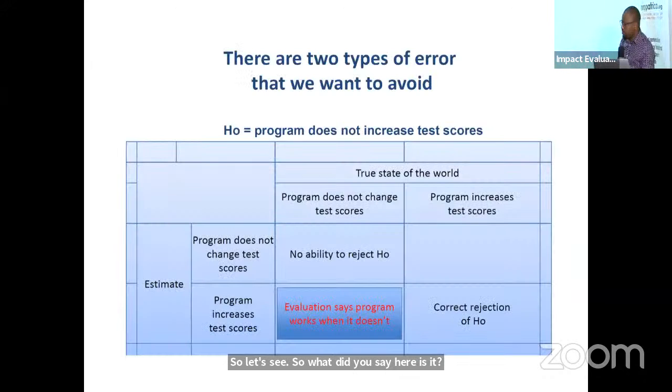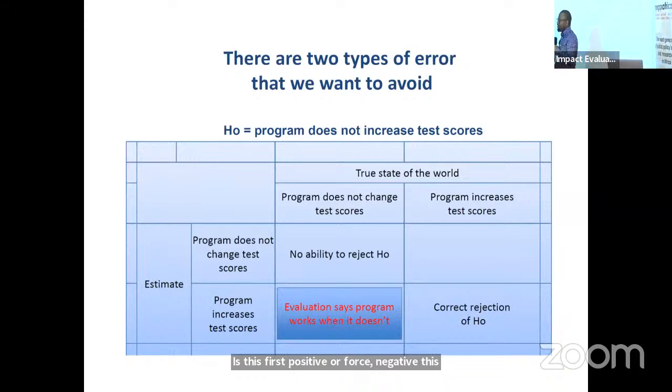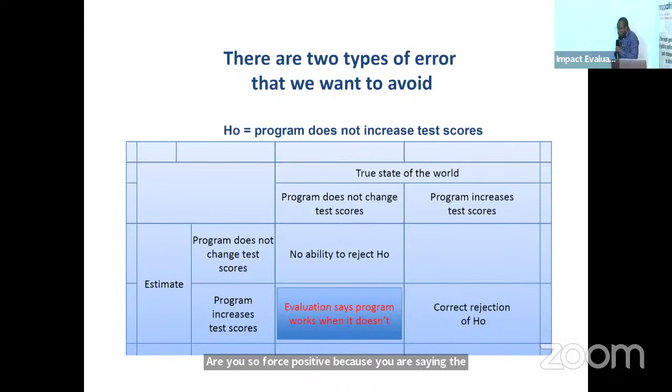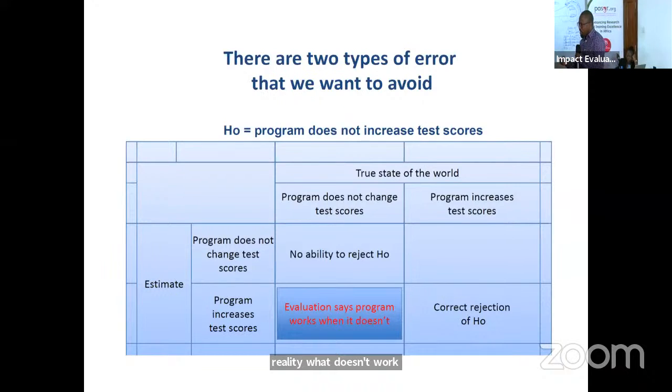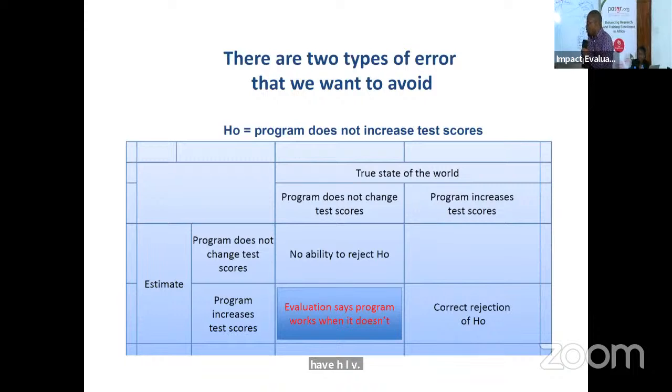So let's see. What did you say here? Is this a false positive or false negative? Are you sure? False positive, because you are saying the evaluation has concluded that it works, but in reality it doesn't work. It's like if I've tested you and I say you have HIV/AIDS, while in truth, you don't have HIV/AIDS. I've just caused you massive panic, but it's a false positive.